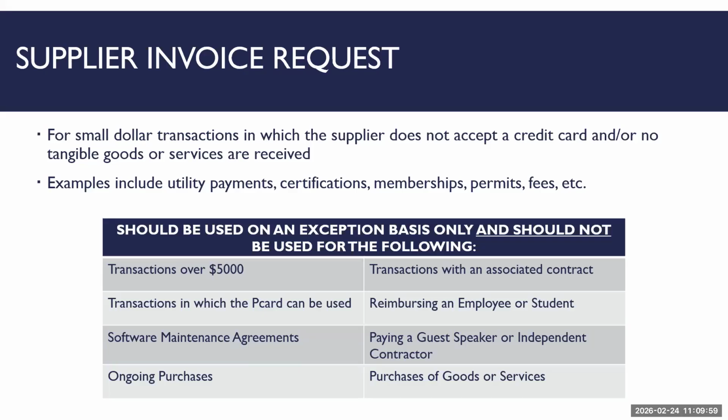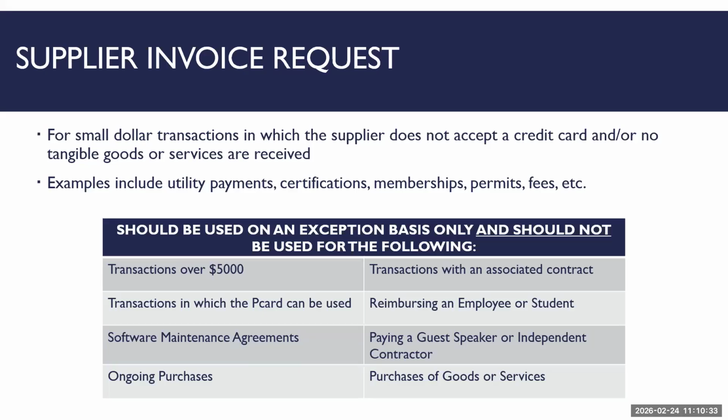Definitely, just like what we just talked about, you want to make sure you're following the thresholds, and that if it can be paid on a P card and it doesn't fall under some of those examples, you're using the correct procurement method. But if you need to use this for a utility payment, certification, or membership, instead of using a requisition and going through the whole process, you can just use the SIR. Just make sure that you are looking at what this should not include.